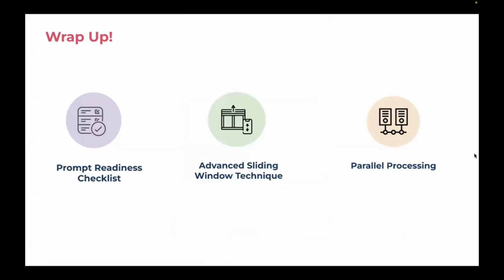So apart from the 6 agents that we had looked at, we also had certain other key capabilities of the table extractor, like the prompt readiness checklist and the advanced sliding window technique, which basically helps you overcome the difficulty of handling large documents that go above your LLM's context limits. And the platform also supports parallel processing for faster processing.